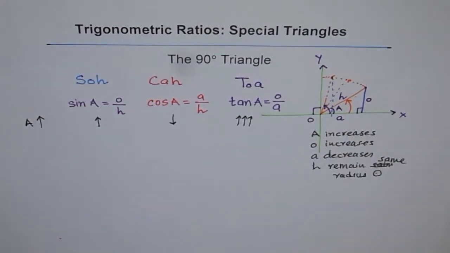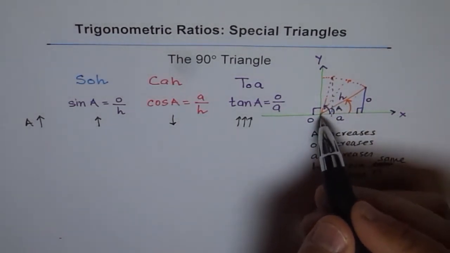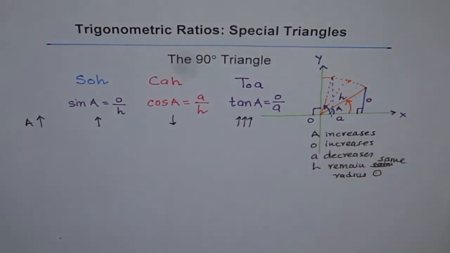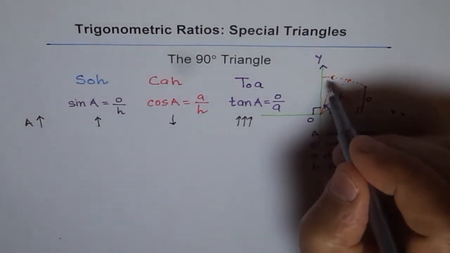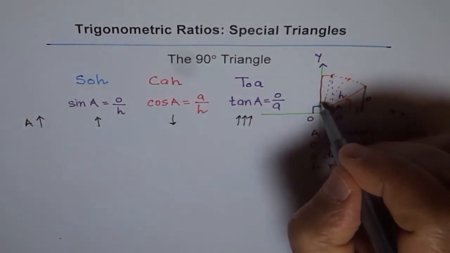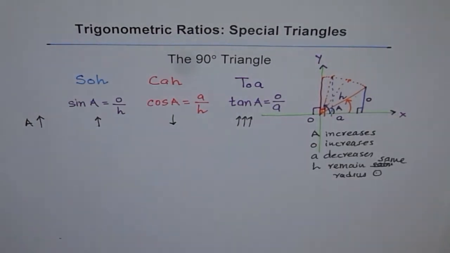So I'm putting 3 arrows here. Much faster than sine, because here H is constant, correct? Now imagine, that means this opposite side is as close to this hypotenuse. Do you see? Now let me take it to the extreme. That is, let me push this just here along the y-axis. Now my angle A has become 90 degrees.